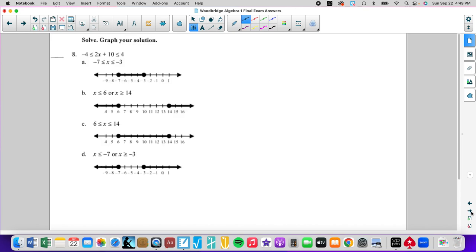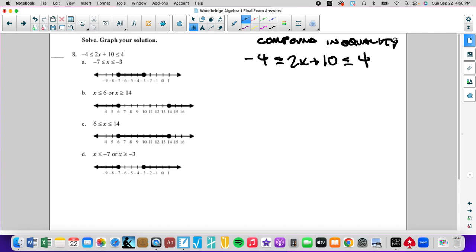Number 8, solve and graph. -4 is less than 2x plus 10, which is less than or equal to, sorry, I forgot the equal to 4. This is called a compound inequality. And something you need to remember, this is going to be an and, so compound, this is an and statement.